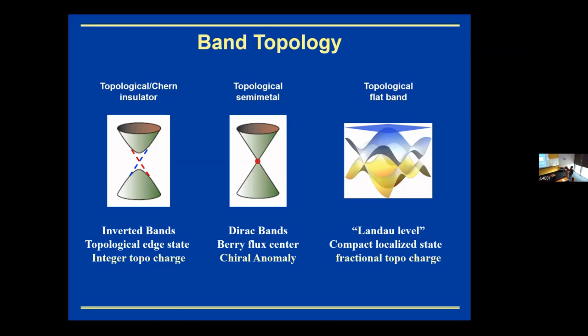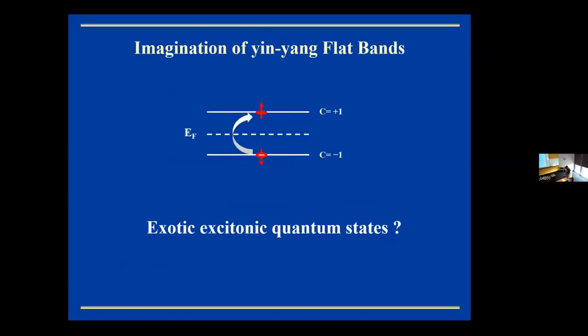Okay, so now just imagine that we have two flat bands, and here I introduce the name of yin-yang flat bands. Basically it means the bands have different Chern numbers, or different topological indices. One has Chern number -1, and the other one has Chern number +1. Then you imagine you form excitons, you excite electrons, or in some way the electrons spontaneously form them. Then this excitonic quantum state will be very exotic. So we ask the question, what happens if this happens?